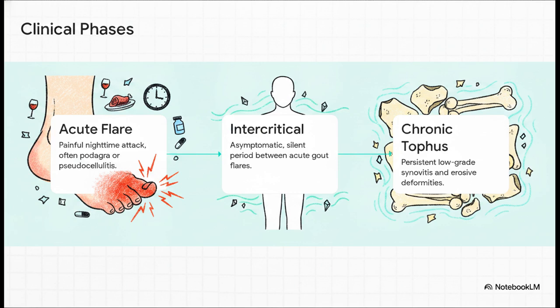If left untreated over the years, we hit Step 3, chronic tophaceous gout. This is a state of persistent low-grade synovitis where these growing crystal deposits called tophi create granulomatous inflammation, eventually leading to severe erosive bony deformities.